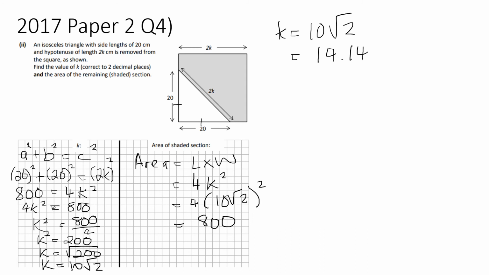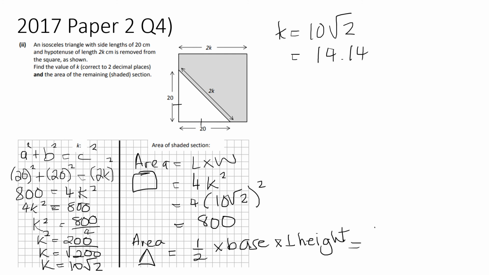And then if we find the area of the triangle, that was the square and this is now the triangle, so we must do half the base by the height, the perpendicular height. So what we're going to do here is half by 20, and the perpendicular height is also 20, so you get 200.